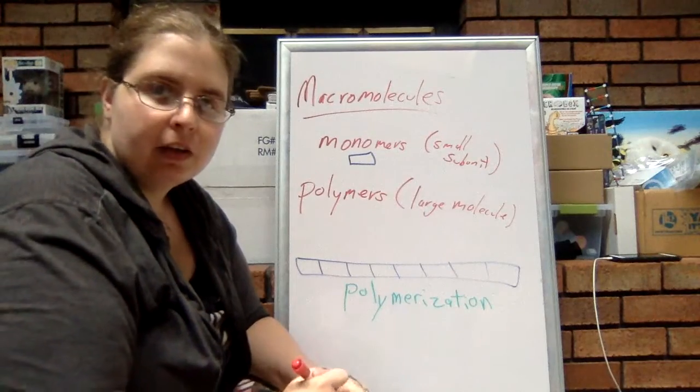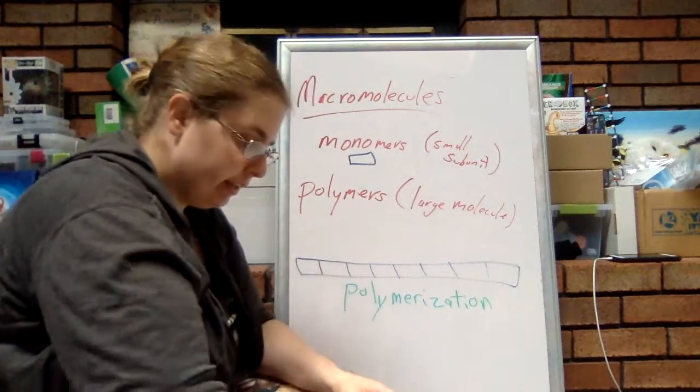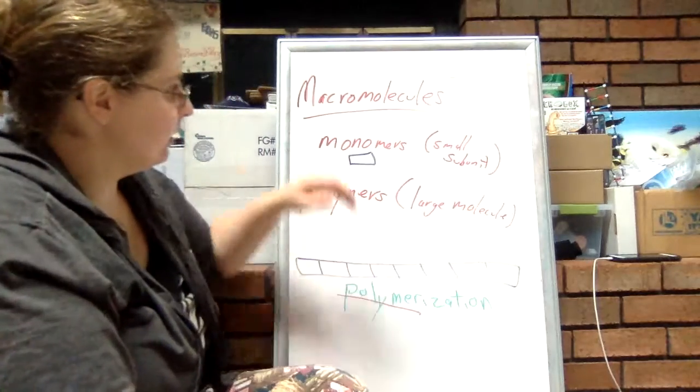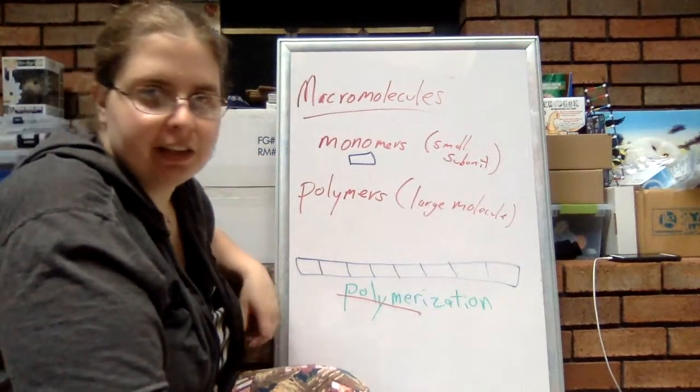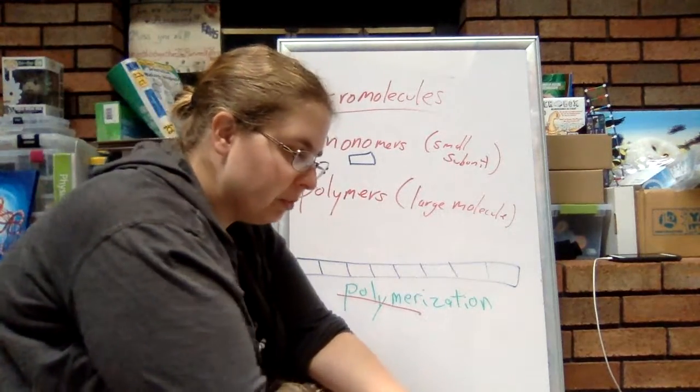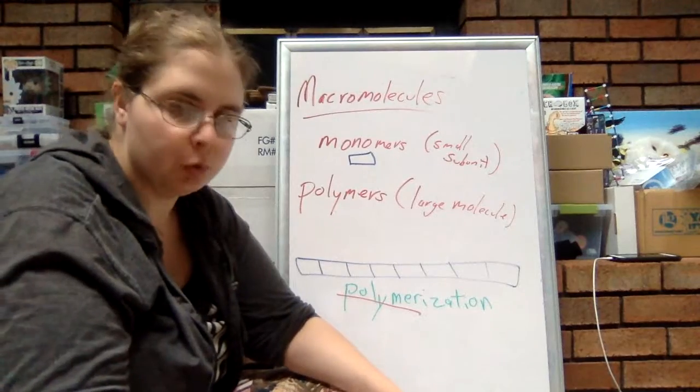Polymerization. So what that means is we are forming the polymer by attaching these small subunits together. All right, so I hope that kind of helps summarize carbon molecules and why they're so cool.